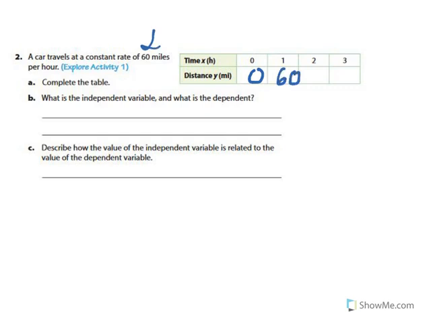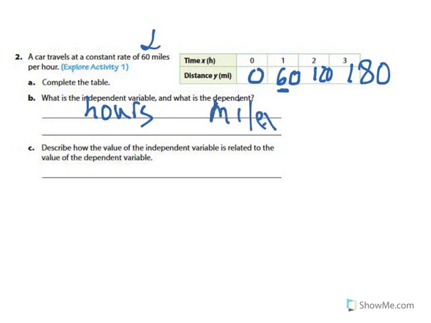And then after 1 hour, we're using our 60. After 2 hours, you're going to add another 60. Hopefully you guys see that counting by sixes, adding a 0, right? So that would be 120. And then after 3 hours, we have 180 miles. What is the independent variable? That would be time. That would be hours. And then what is our dependent? Would be the distance, would be miles.